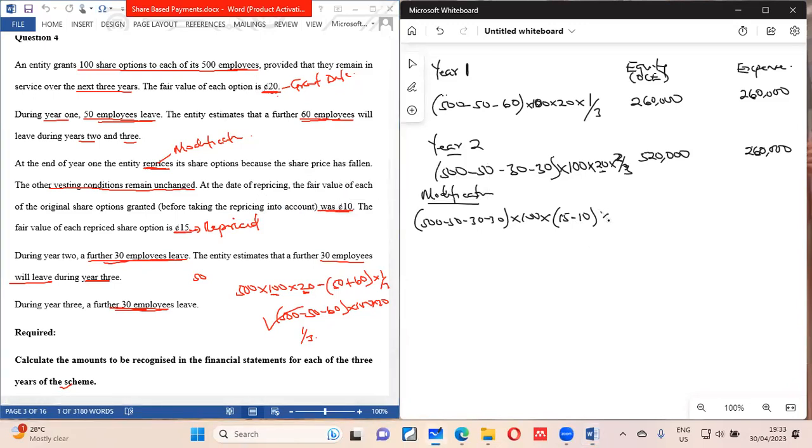But remember, I also said in point 3 of the modification that you will spread it over from the time of modification to the end of the vesting date. But you see, the modification is taking effect in year 2, and we have just 1 year left, so it will just be 1/2. All right. So that is for the modification, the way she did it for us.